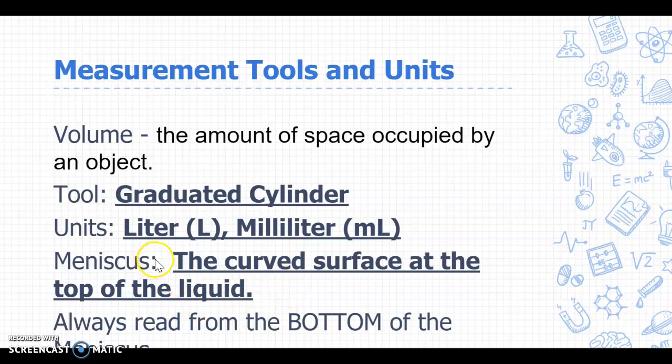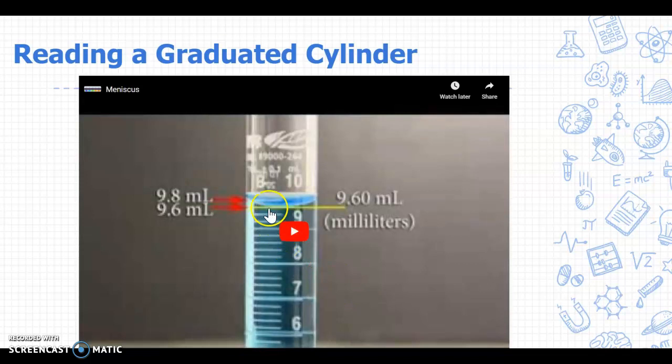The curved surface at the top of the graduated cylinder is known as the meniscus. You always read from the bottom of the meniscus. So this is a video that shows you how to read a graduated cylinder. So you would not go to the flat top line, you would read from the lowest point of the curved line. And this is because water has what's known as capillary action, meaning that it can stick to objects other than itself. So some water sticks to the sides of the glass. Again, something to watch on your own.